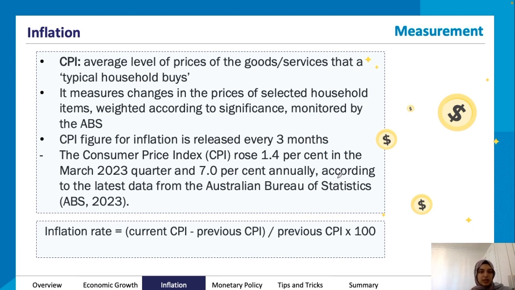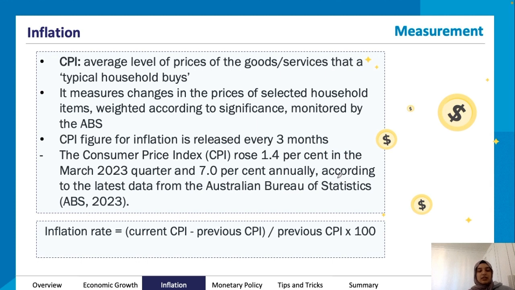For example, petrol. It is measured through changes in the price of selected household items, weighted according to significance, monitored by the ABS. The CPI figure for inflation is released every 3 months. The CPI rose 1.4% in the March quarter and 7% annually, according to the latest data from the ABS. Sometimes petrol won't be included in the CPI, sometimes it will, it just depends on what CPI basket you're looking at. But household items as well, like groceries, are all included.